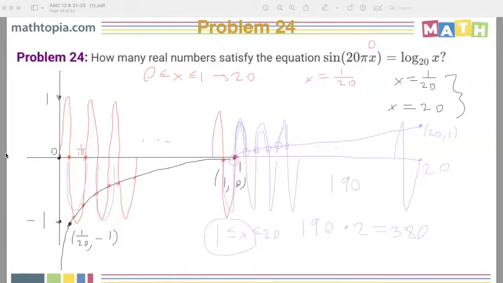So in particular, for the two intervals we looked at, we saw that there are 20 solutions from 0 to 1 inclusive and 380 solutions from 1 to 20 inclusive. But in the process of our method, we double counted the x equals 1 solution. So we have to subtract that one off, and our final answer is going to be 20 plus 380 minus 1. That's going to be 399.